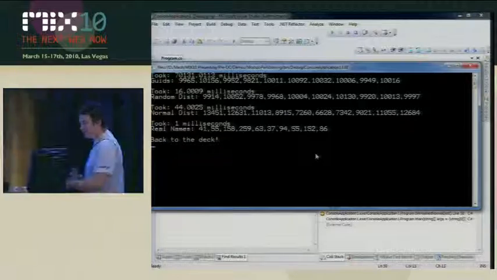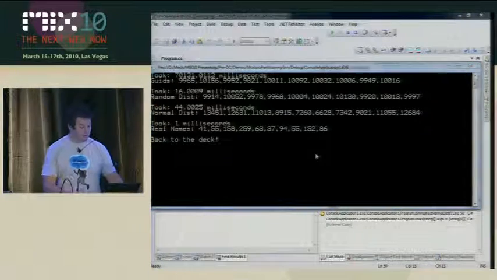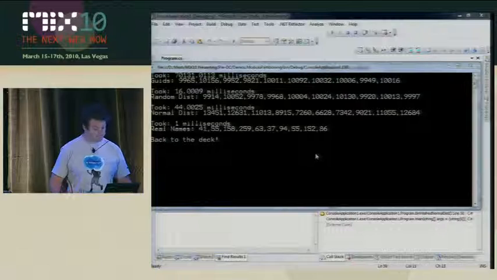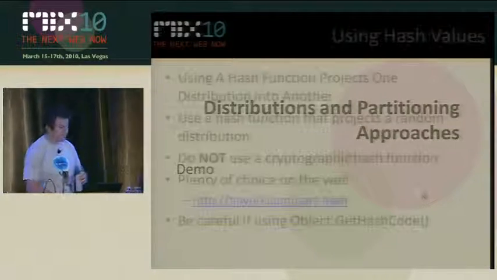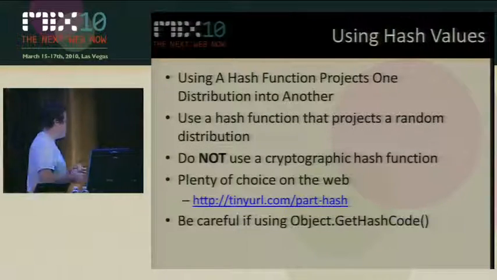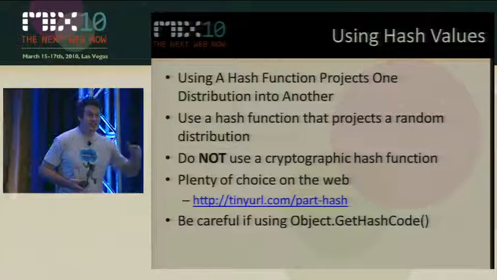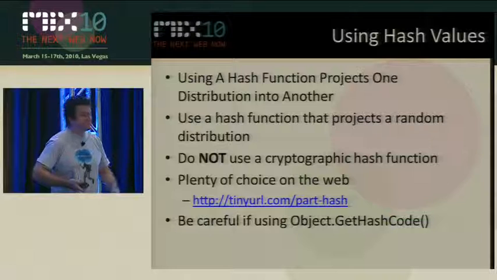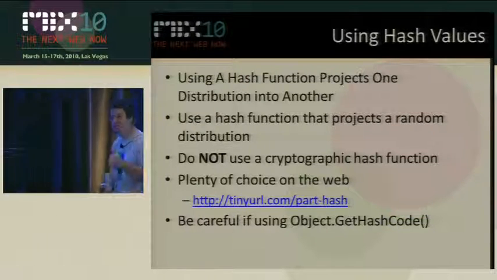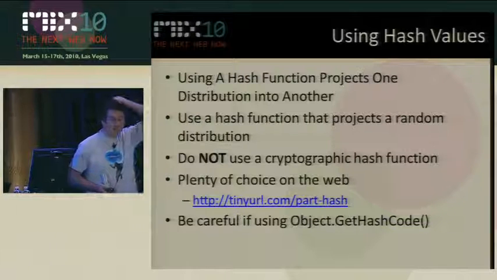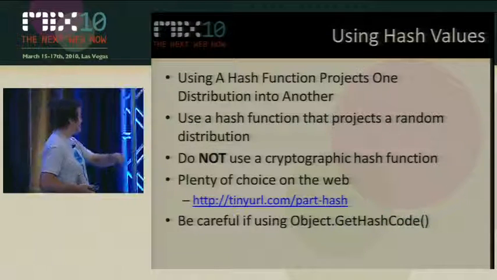So let's jump back to the deck. In order to deal with situations where we do not have a random input domain, we need to use some sort of projection to project that into a random domain. To do that, we use a hash function. A hash function just projects one distribution to another distribution.